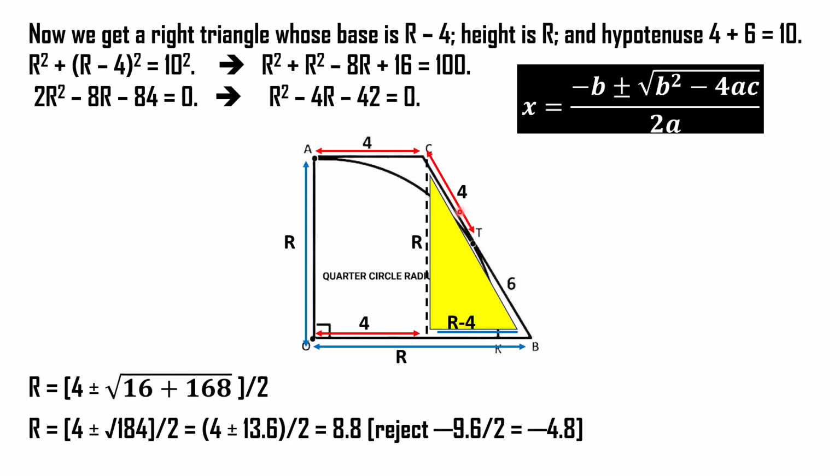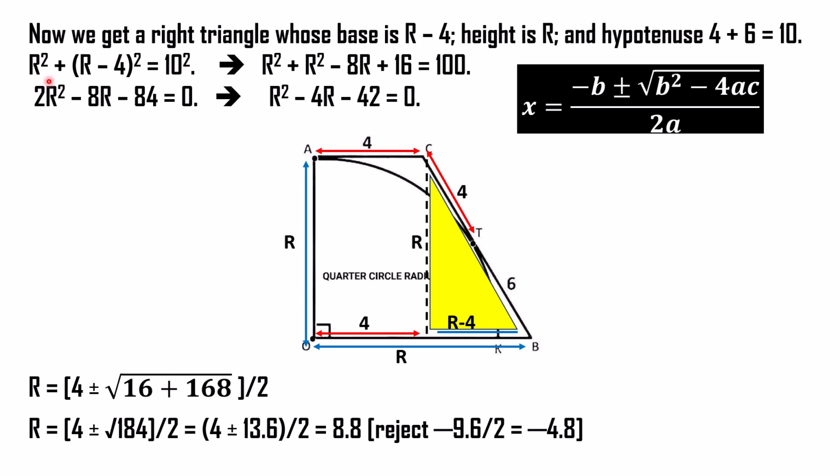So we are getting a right angled triangle, this right triangle which we have shaded. The altitude is equal to radius R, the base is equal to R minus 4, and the hypotenuse is 4 plus 6, that is 10 units. So in the right triangle, the altitude or height is R, the base is R minus 4, and the hypotenuse is 10 units. So we can set up the equation using Pythagoras rule.